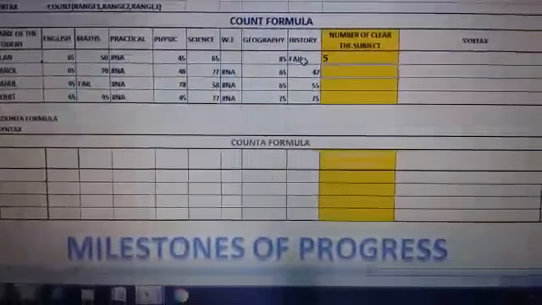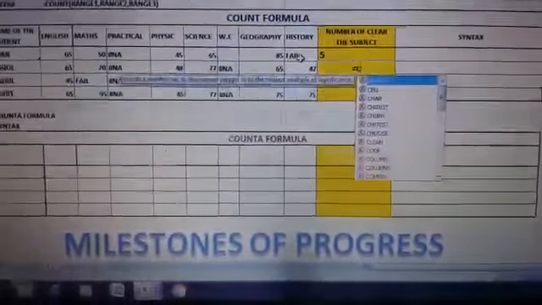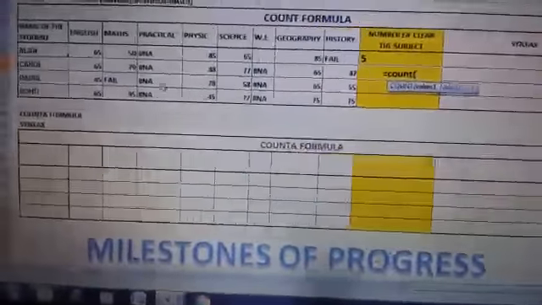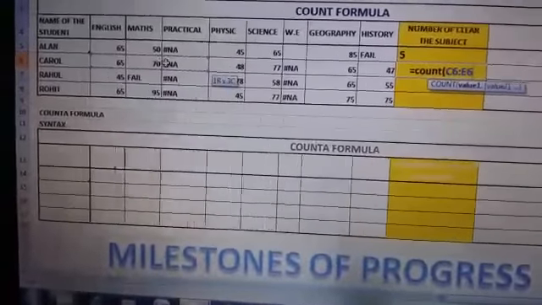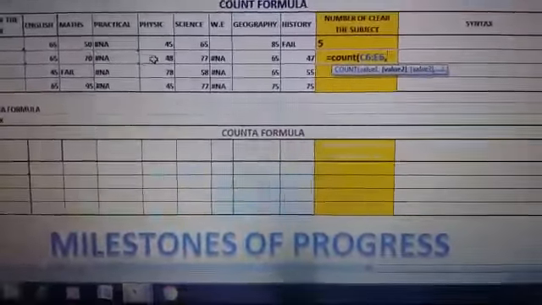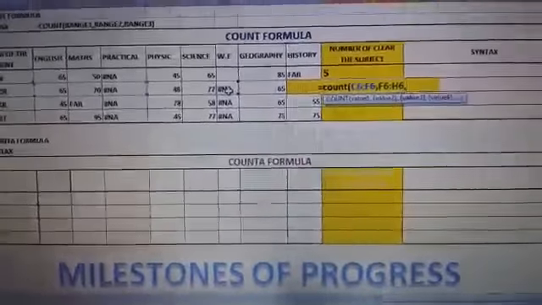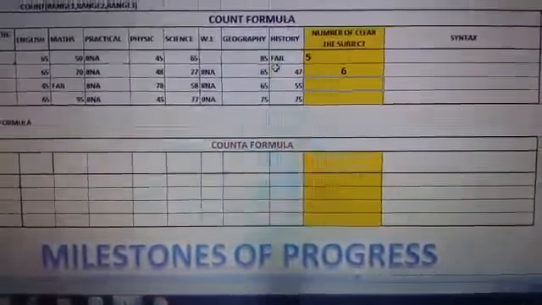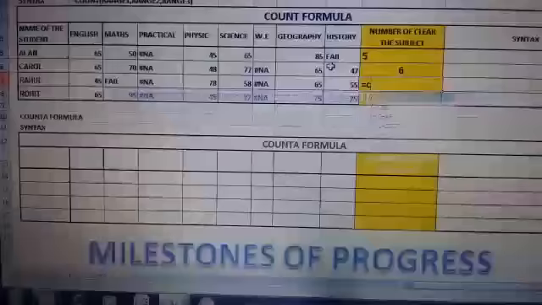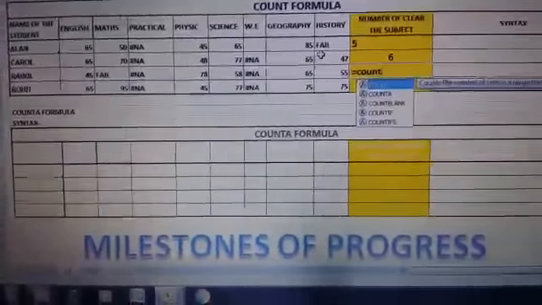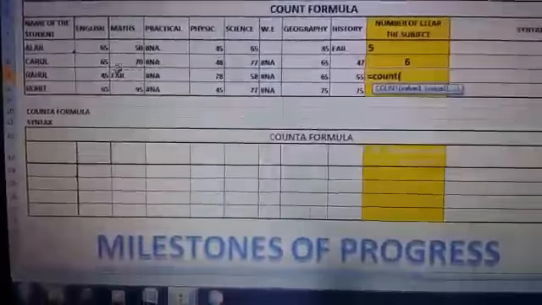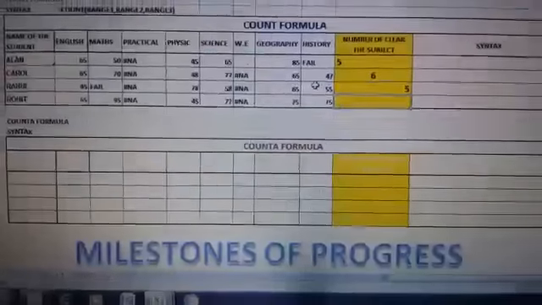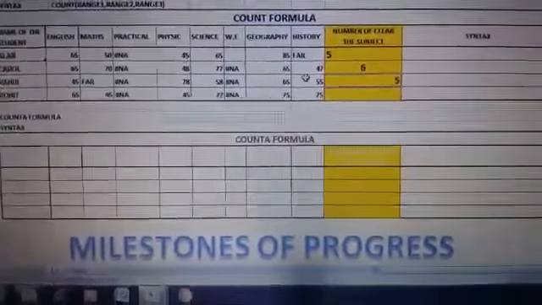The second way was the COUNT formula equal to COUNT, then first bracket, select this one, comma, select this one, comma, and then select this one, then bracket close. Okay, and the third option was equal to COUNT, then first bracket, then select the first to last range, then bracket close, then copy and paste.